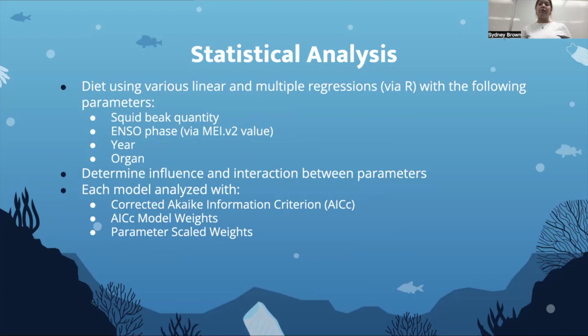Is it a case of, once we know the effects of one parameter, does that explain most of the patterns that we see, or do we have to include multiple parameters? That's kind of what I wanted to look at.